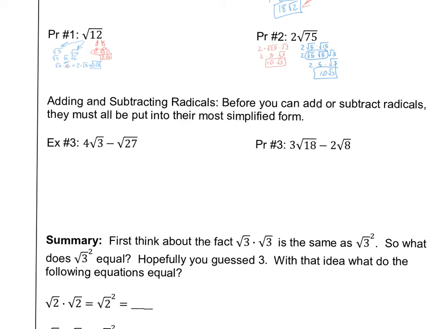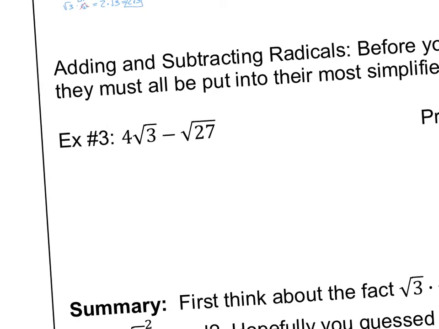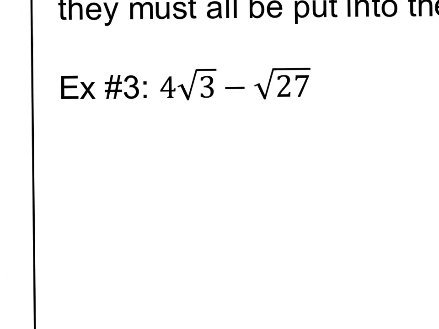So before you can add or subtract radicals, they must all be put in the most simplified form. Notice that this one is already simplified, but this one is not, right? So we want to simplify these down before we can add or subtract them. Then we can add or subtract the ones that are alike, just like with variables. So let me show you what I mean. Zoom in here. So like I said, this is already simplified, but that's not.